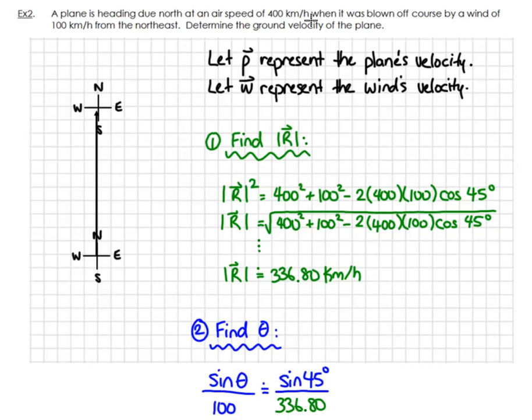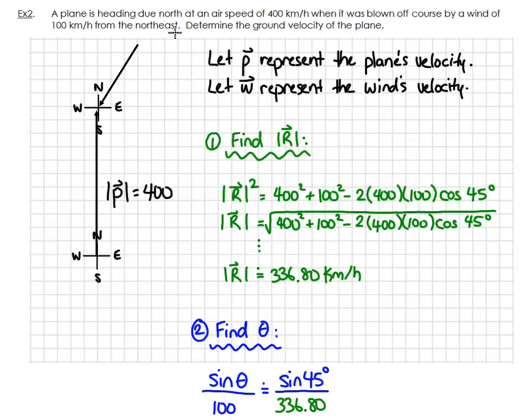Airspeed means when it's not really disturbed by any wind. And so we have the magnitude of P, which is 400. Then it's blown off course, or I shouldn't say all of a sudden, it's probably always being blown off course by this wind. That wind is 100 kilometers per hour, so that's the magnitude, and it's coming from the direction of northeast. So northeast is here. I'm going to draw this wind that's coming in from that direction. So it's going in this direction.